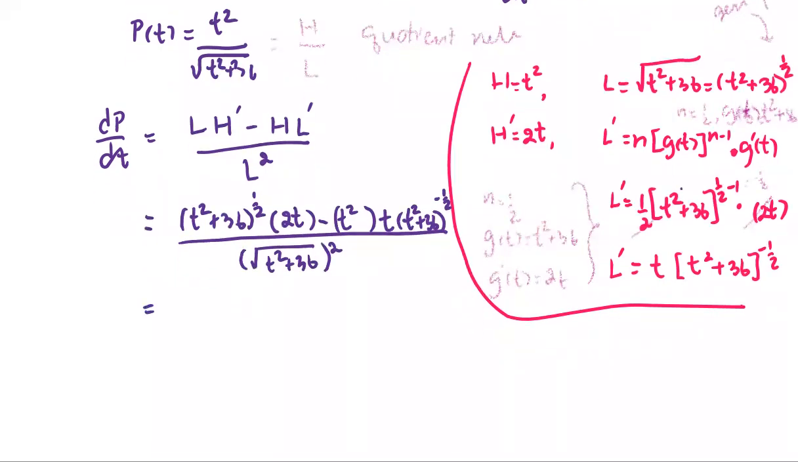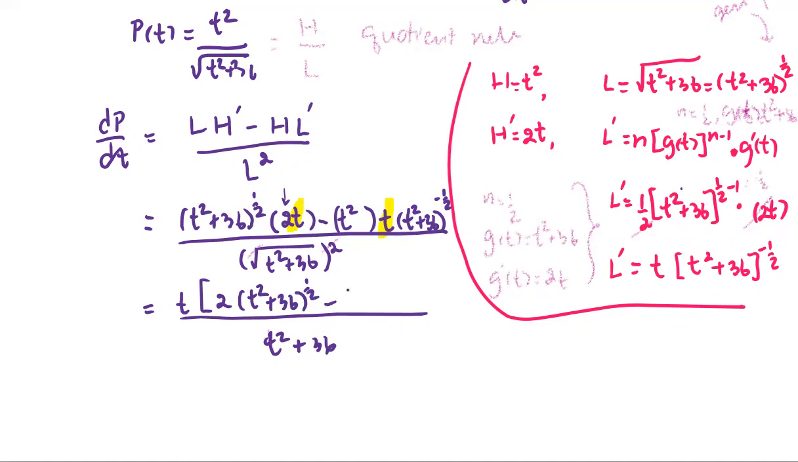And next, I'm going to simplify. The bottom is easier to take care of, because the power 2 and the radical take care of each other, and we get just t squared plus 36 for the denominator. For the numerator, I see t as a common factor. I write it as t multiplied by the factor here. I still have 2 as an extra term, so 2 times t squared plus 36 to the power 1/2, and then minus t squared multiplied by t squared plus 36 to the power negative 1/2.